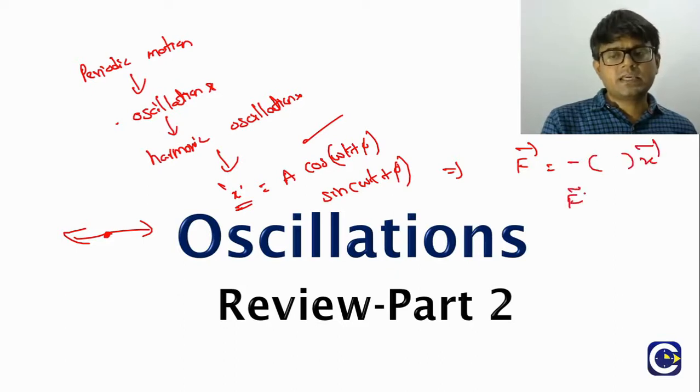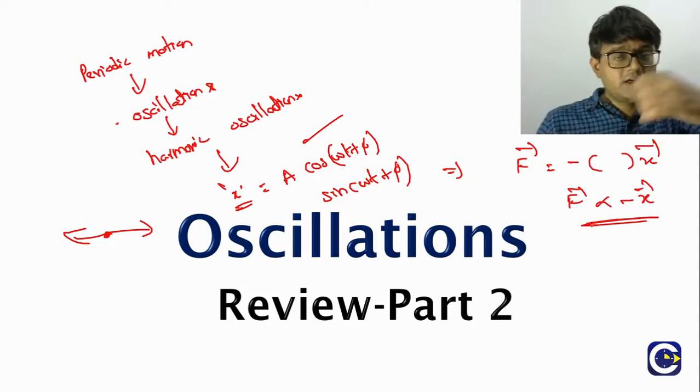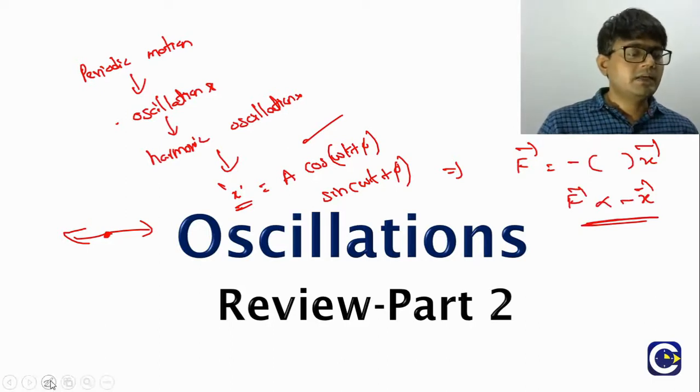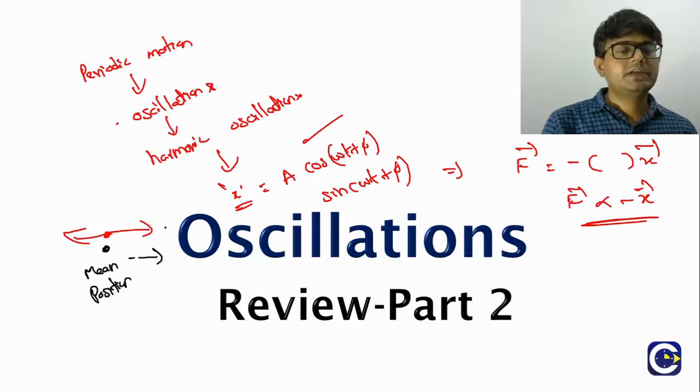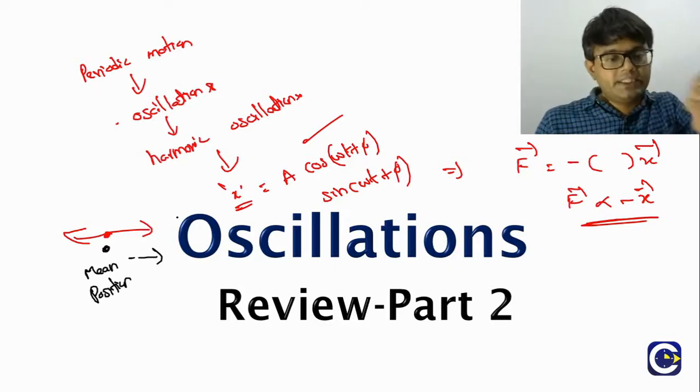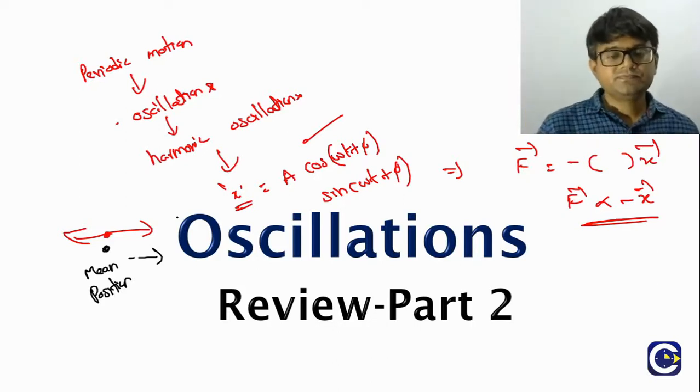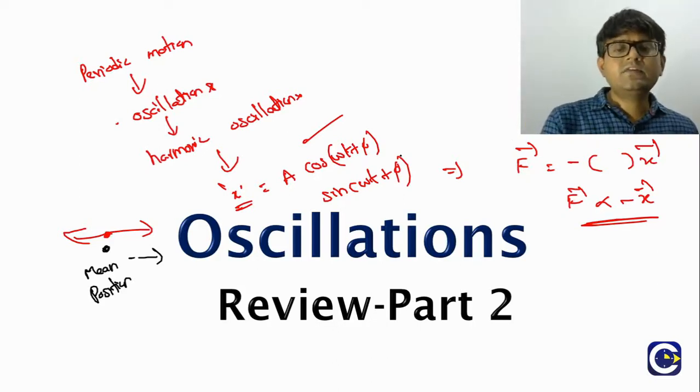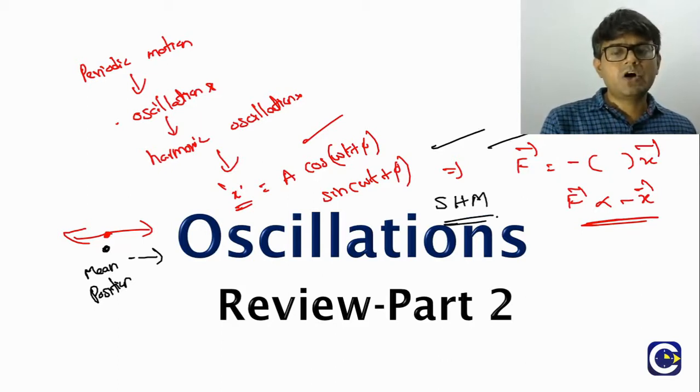In other words, the restoring force will be proportional to the displacement, but in terms of direction it will be opposite. If the particle is moving to the right side from the mean position, the restoring force acting on it will be in the opposite direction, to the left. Always the restoring force will be towards the mean position. Such a condition, if satisfied, is what we refer to as simple harmonic motion or SHM.